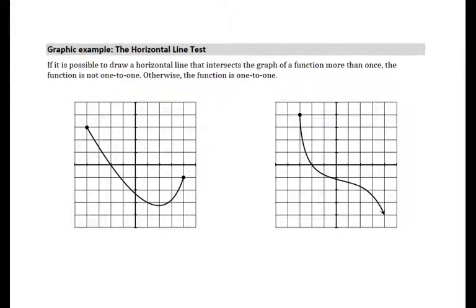If I'm looking at a function defined by a graph, the idea of repeated outputs shows up as two points on the graph that are on the same horizontal line. Both of these points would have the same y-coordinate and therefore the same output. Therefore, this is not a one-to-one function.